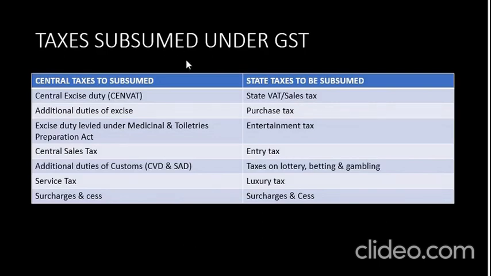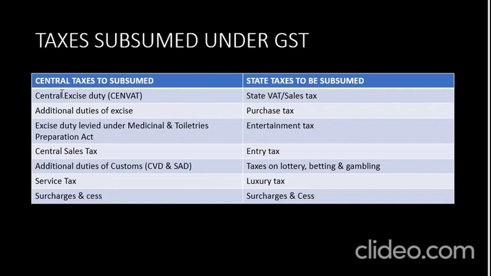Taxes subsumed under GST. The taxes subsumed under GST are the taxes which are being replaced under the GST Act. So central taxes to be subsumed and state taxes to be subsumed. As I've explained in the introduction of GST, India adopts a dual GST system, where both the central and the state have administration power over the implementation of GST. In such a case, the other indirect taxes would be replaced by GST at both central and state level.